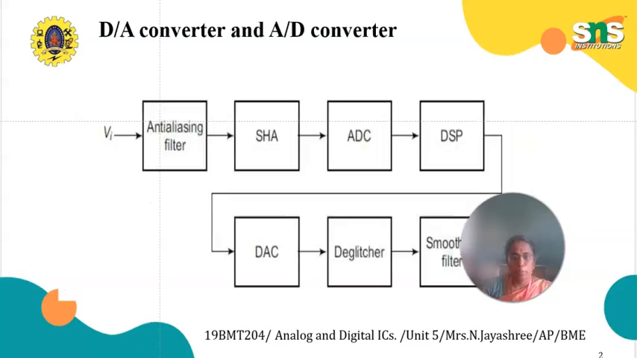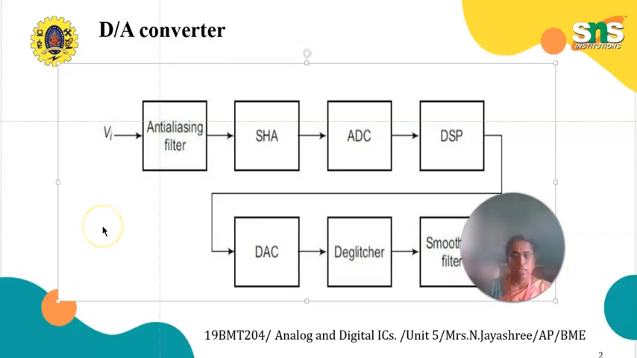This is the block diagram of the digital to analog and analog to digital converter: anti-aliasing filter, sample and hold circuit, ADC and DSP, digital to analog converter, and smoothing filter. First we give the signal to the anti-aliasing filter. What do we mean by anti-aliasing? High frequency components take the identity of low frequency components. That is anti-aliasing.